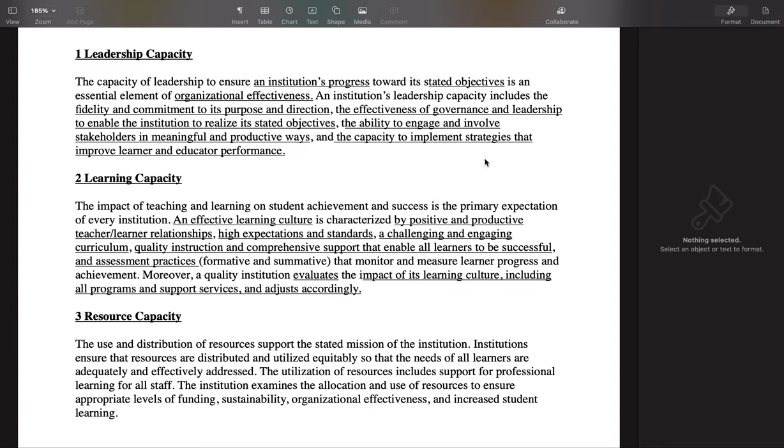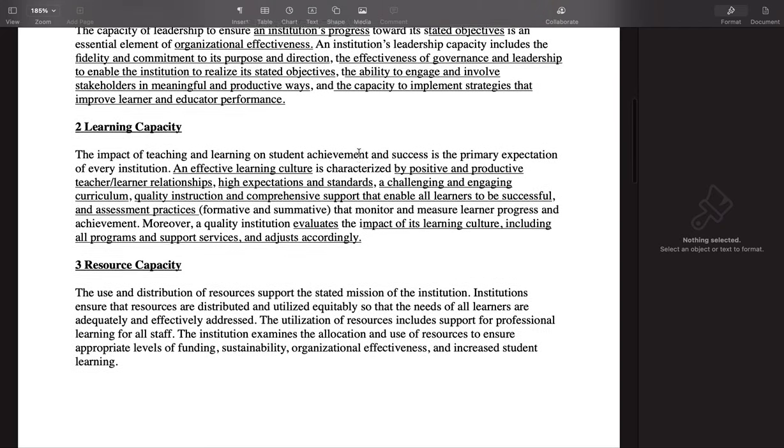The leadership capacity includes the fidelity and commitment to its purpose and direction. Also, it looks at the effectiveness of governance and leadership in order to enable the institution to realize its stated objectives. Furthermore, it highlights the ability to engage and involve stakeholders in meaningful and productive ways. Finally, the leadership capacity sheds the light on the capacity to implement strategies that improve learner and educator performance.